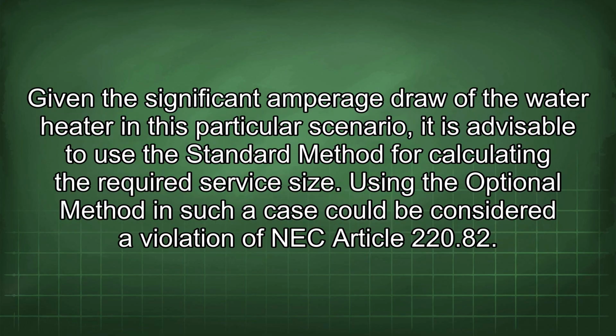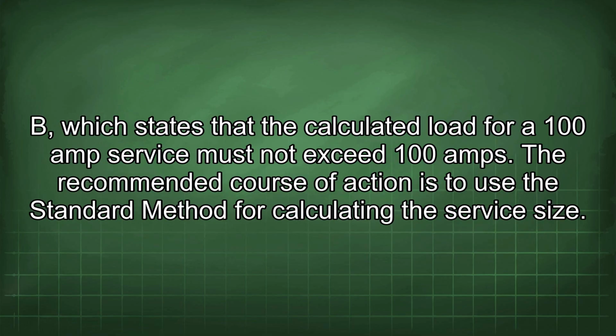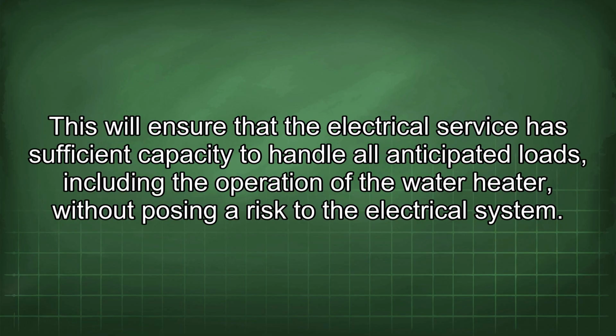Given the significant amperage draw of the water heater in this particular scenario, it is advisable to use the standard method for calculating the required service size. Using the optional method in such a case could be considered a violation of NEC Article 220.82(B), which states that the calculated load for a 100 amp service must not exceed 100 amps. The recommended course of action is to use the standard method for calculating the service size. This will ensure that the electrical service has sufficient capacity to handle all anticipated loads, including the operation of the water heater, without posing a risk to the electrical system.